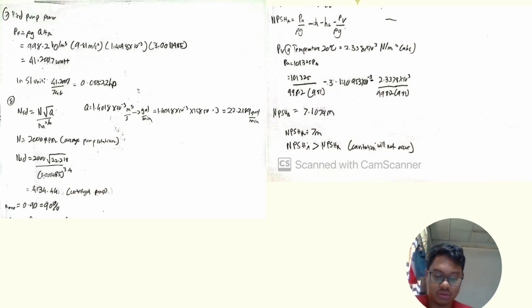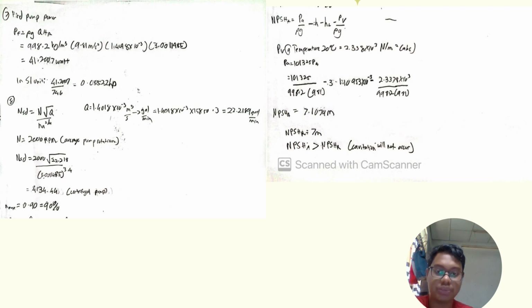and the max efficiency of our pump is 90%. So now we can find NPSH_A equals pressure atmosphere over density times gravitational constant, minus H, minus head losses, minus pressure vapor over density times gravitational constant. Our vapor pressure at temperature 20 degrees is equal to 2.338 times 10 to the power of 3 Newton per meter square. Our pressure atmosphere is equal to 101,325 Pascal.